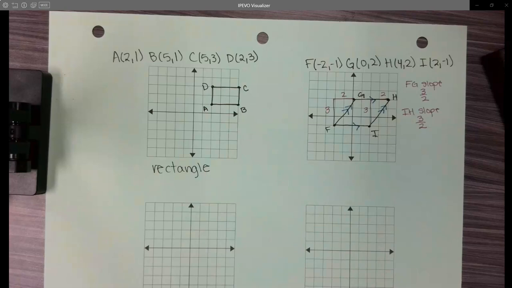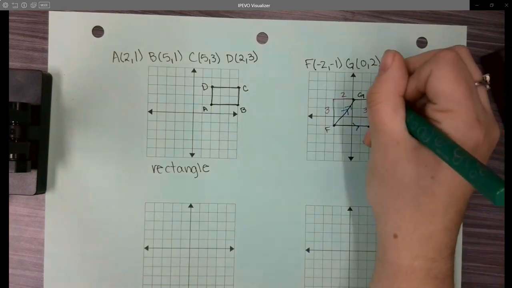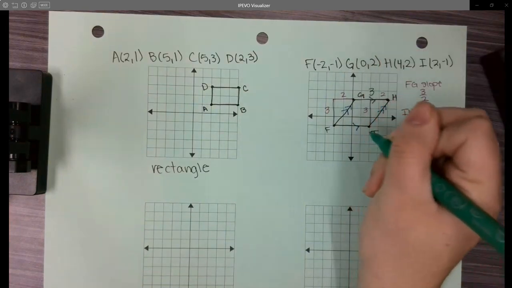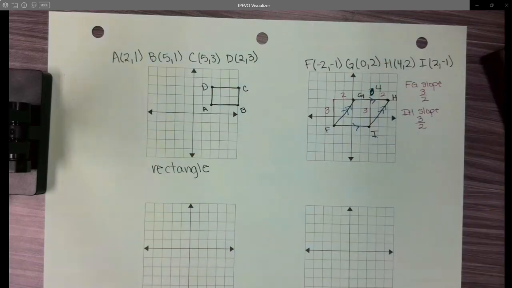I need to check to see if this is a rhombus. So I need to check to see if my sides are the same length. So I know GH is 3, because I can count those squares. And, no, 4. I can't count. And then FI is 4. So I want to see if FG is also 4.